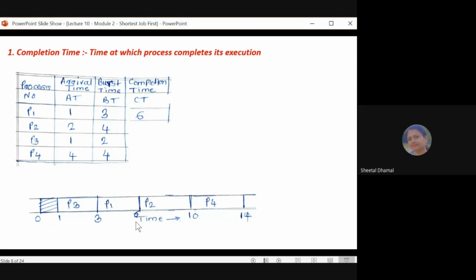Then what is the completion time for the process P2? P2 is 10 time units. Then P3 is 3 time units, and P4 is 14, like this. Okay. So the next entry is turnaround time.